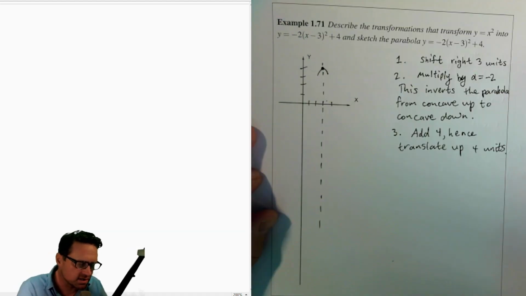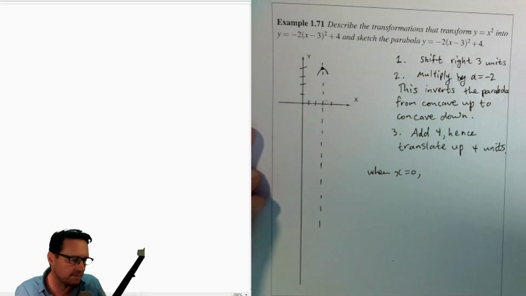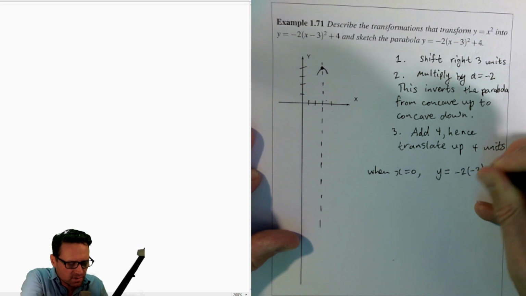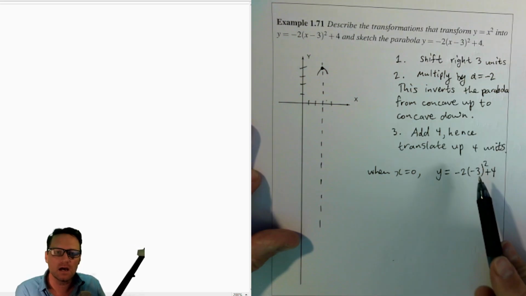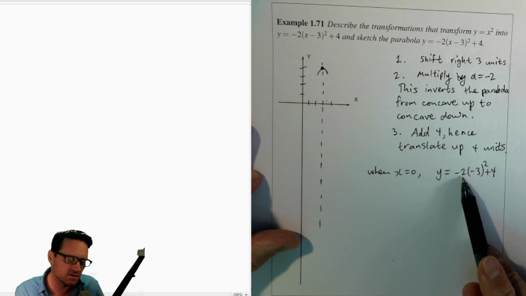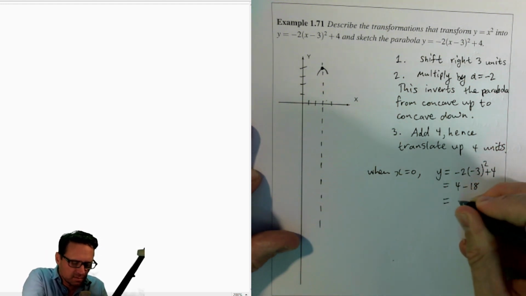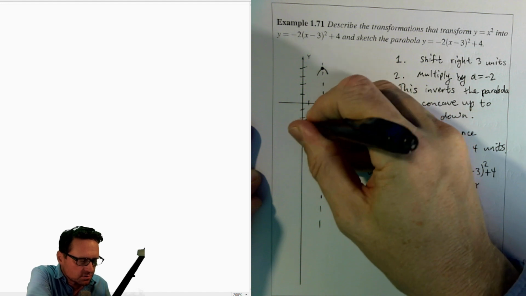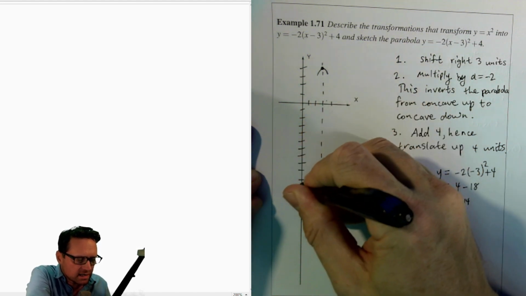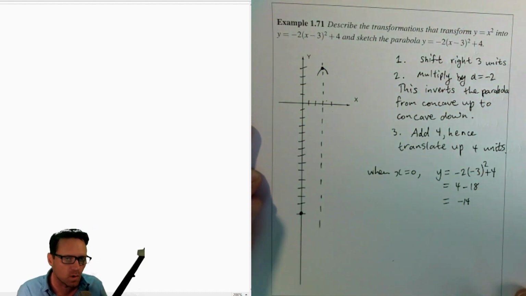All right, now also when x is equal to 0, what is the value of y? y is equal to minus 2 (minus 3) squared plus 4. Now minus 3 squared is 9, that's plus 9. 9 times minus 2 is minus 18. We have 4 minus 18, which is minus 14. So 1, 2, 3, 4, 5, 6, 7, 8, 9, 10, 11, 12, 13, 14. We've got our y-intercept way down there.